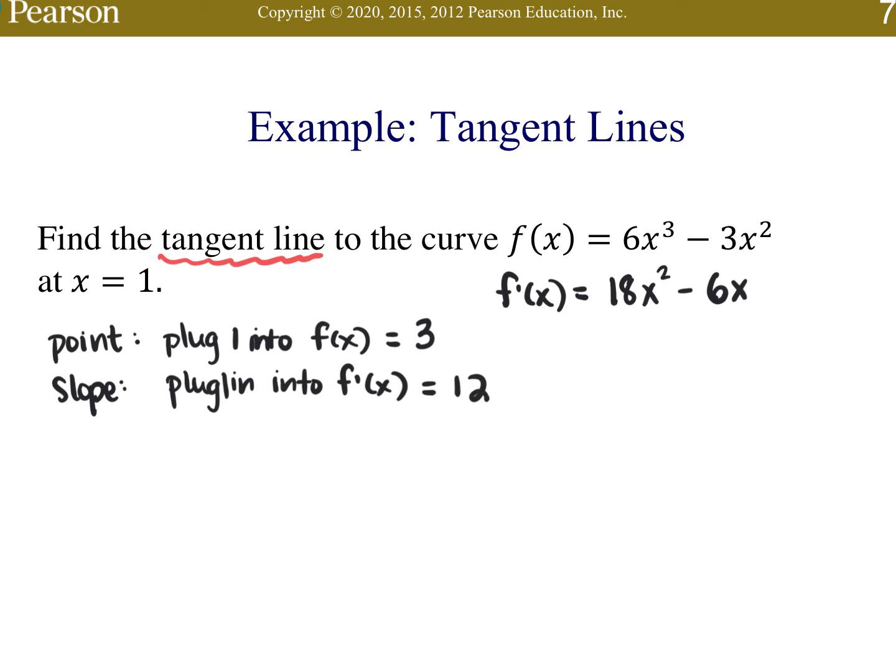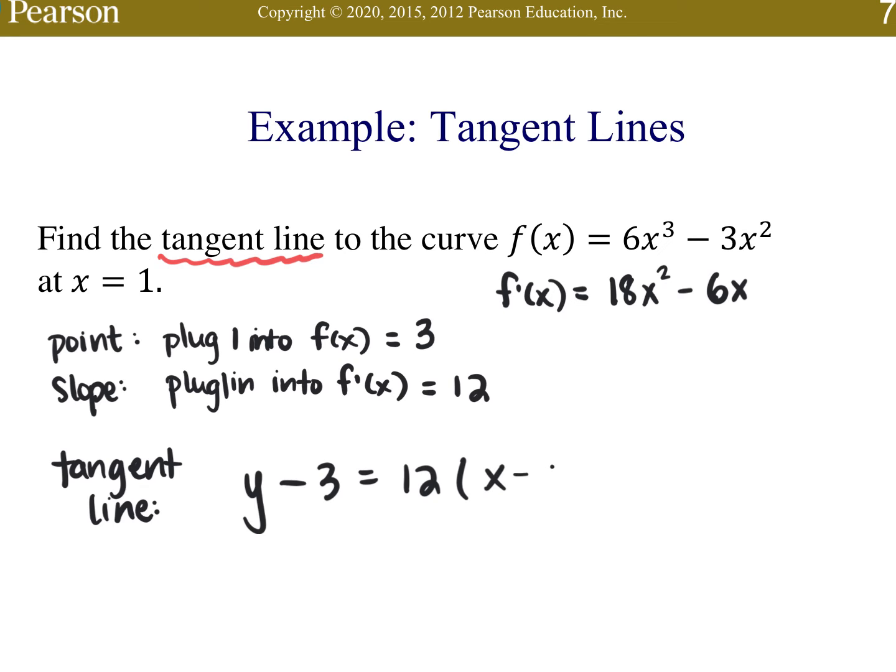12. All right, and so then we can come up with a tangent line. Our tangent line will be y minus 3 equals 12 times x minus 1. And you can leave it like that. If you needed a normal line, you just change the 12 to negative 1/12. You don't have to distribute. You may leave it like that.